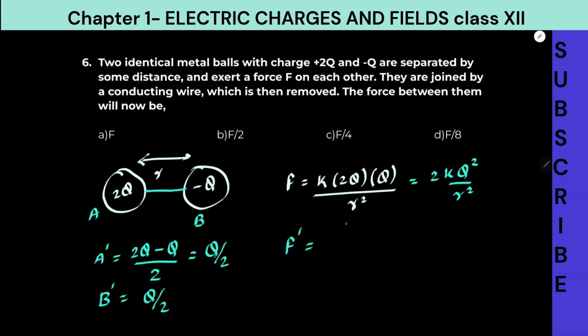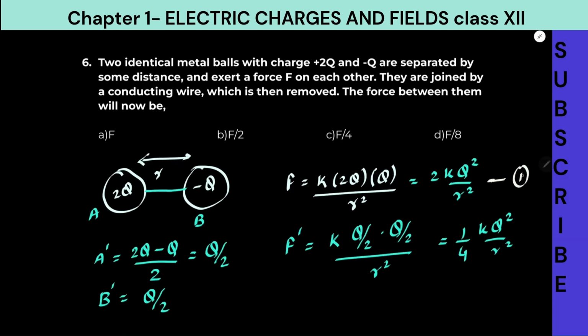So, the new force will be F dash, which is equals to K, the new charge on A, new charge on B, whole divided by, are they talking anything about the separation? No. So, you will keep the separation same. If it is not mentioned in the particular question about the distance, you will not do any change. So, this will be 1 by 4 K Q square by R square.